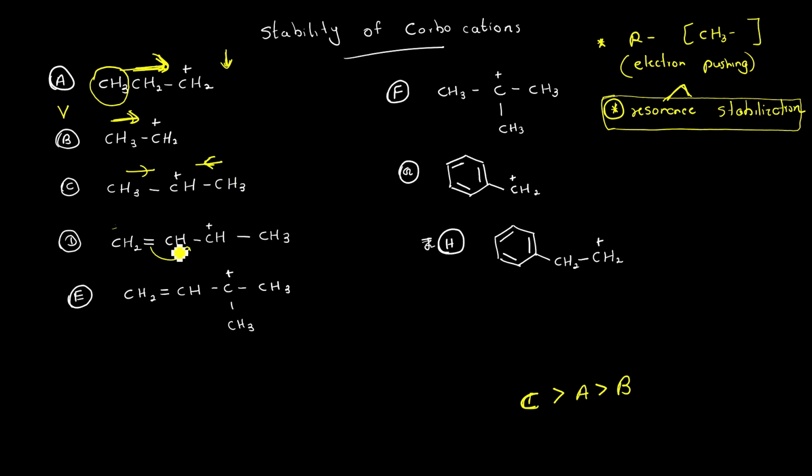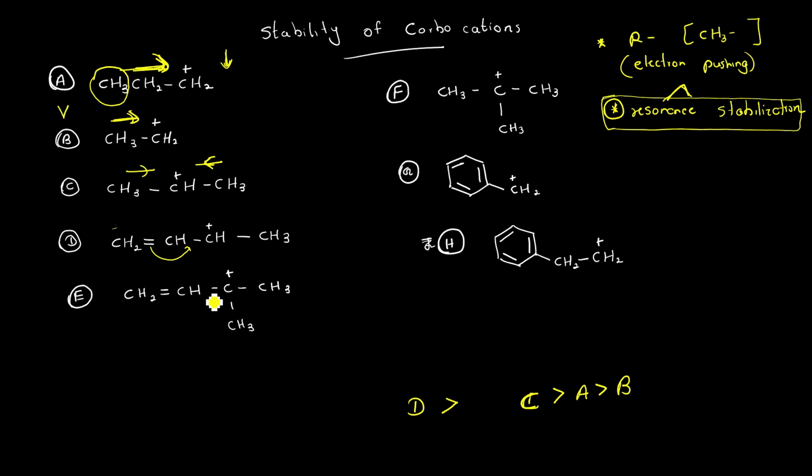Now look at this one. This is resonance stabilized. I have told you, if you compare a normal inductive effect and a resonance effect, there is no doubt the resonance effect wins. Due to these resonance structures, this positive charge can be delocalized. The more resonance structures you can draw, the more stabilized it gets. In this case, you can only achieve 2 resonance structures, but the D carbocation is still much more stabilized than all of these 3.